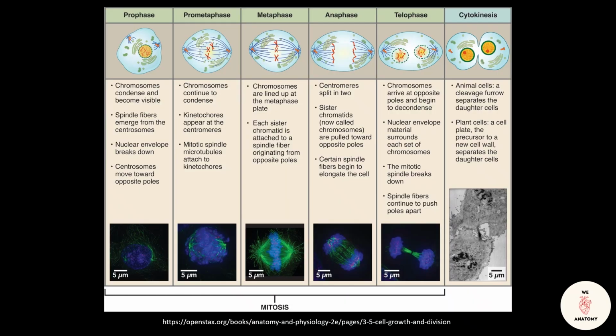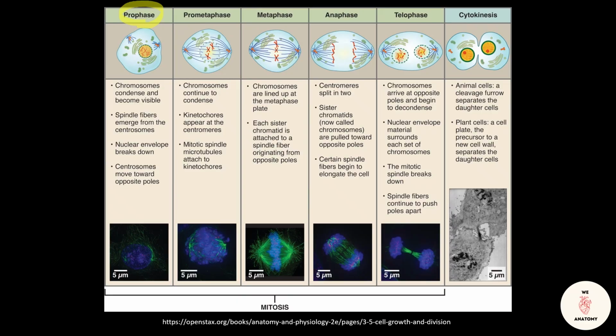Mitosis is the phase of the cell cycle where the cell is actively dividing. It's followed by cytokinesis, where the single cell is cleaved into two separate cells. Let's take a look at each of these phases of mitosis. We'll start here on the left with prophase, which is the first phase.